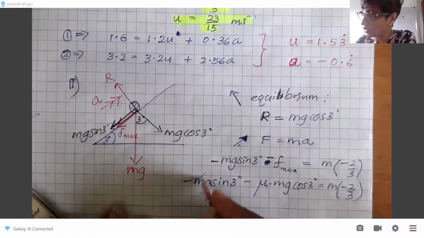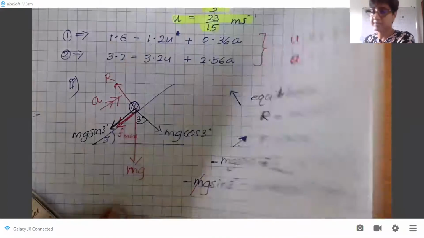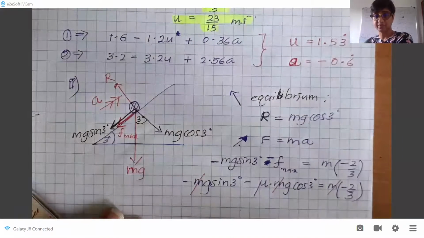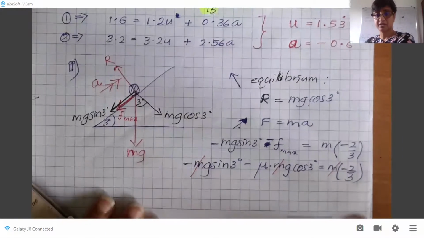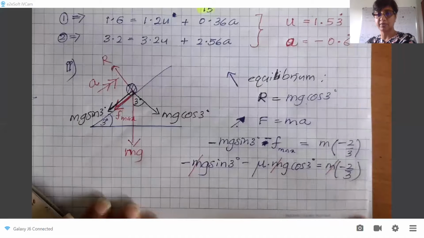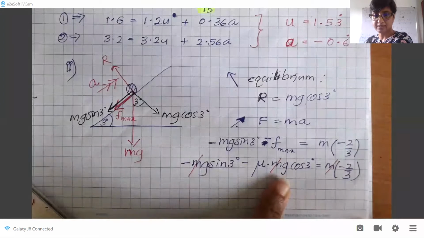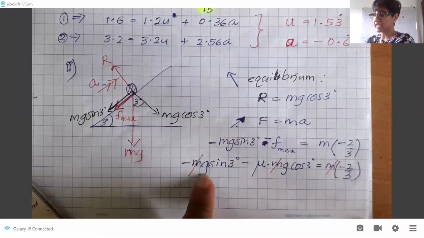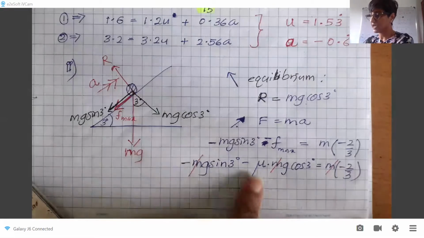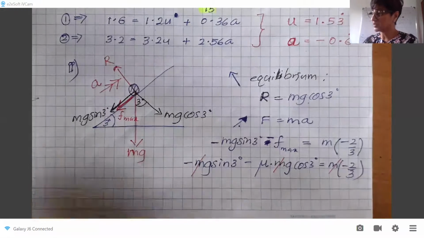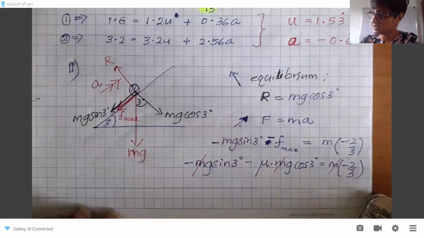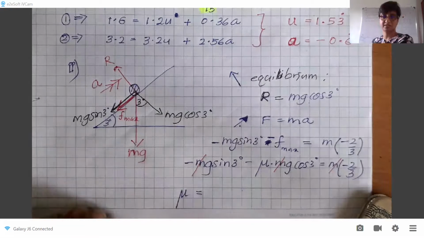You can divide the whole equation by m because m is not 0. Mass is a positive number. So you can divide the whole equation by m, and put g as 10. G is 10. Can you compute what mu is? Mu is what? Can you find it?